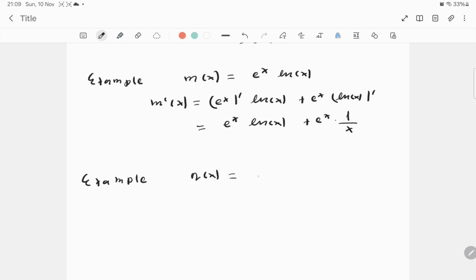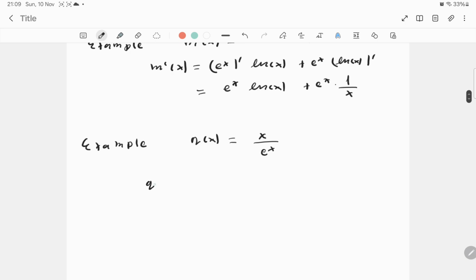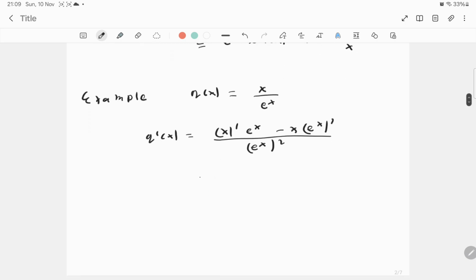Q of x equals x over e to the power of x. Q prime of x equals x prime times e to the power of x minus x times e to the power of x prime, over e to the power of x squared. The derivative of x is 1, so we write e to the power of x minus, the derivative of the exponential is the exponential, so we write x e to the power of x, and the denominator is e to the power of 2x.